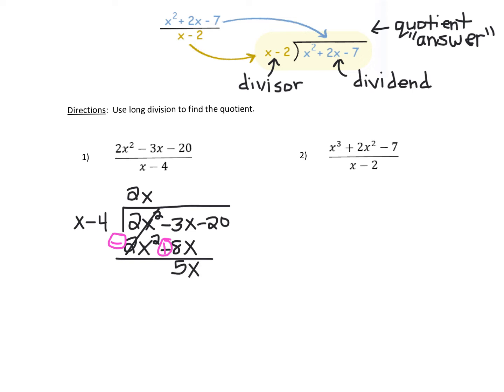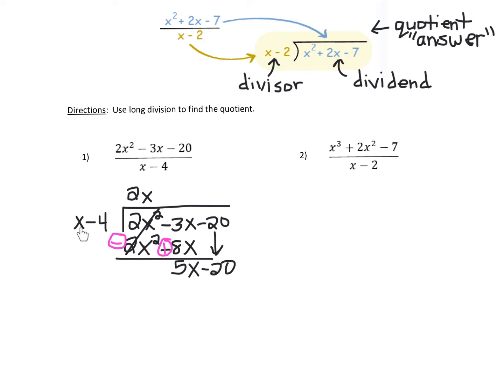Now, if you notice, I have two terms on the outside of my division bar, but only one term down here. I always want to be left with the same number of terms down here as I have outside the division bar. So what I need to do then is bring down this next term, bring down the minus 20. And then we start the process again.